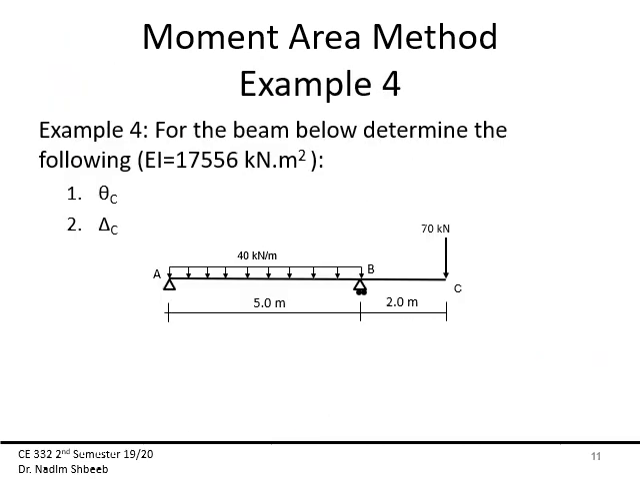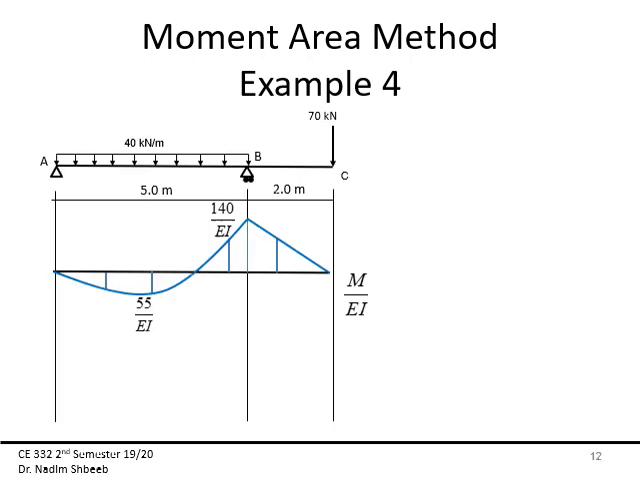Now to our last example. In that example, I want to find theta C and delta C. The main point of this example is to show you how to use the moment superposition. For the last couple of examples, we only dealt with one moment diagram, or let's say a simple M over EI diagram.